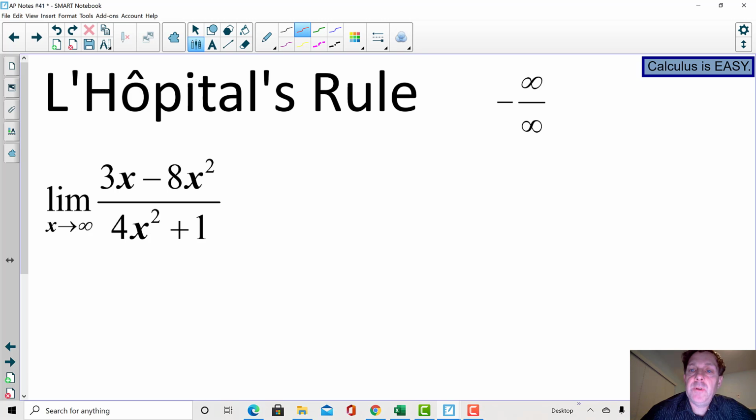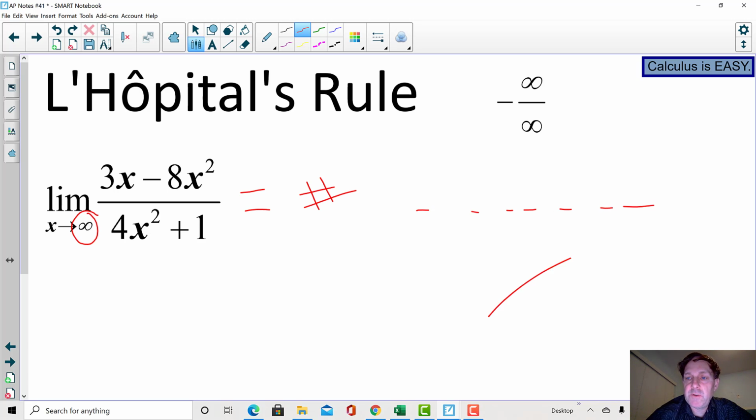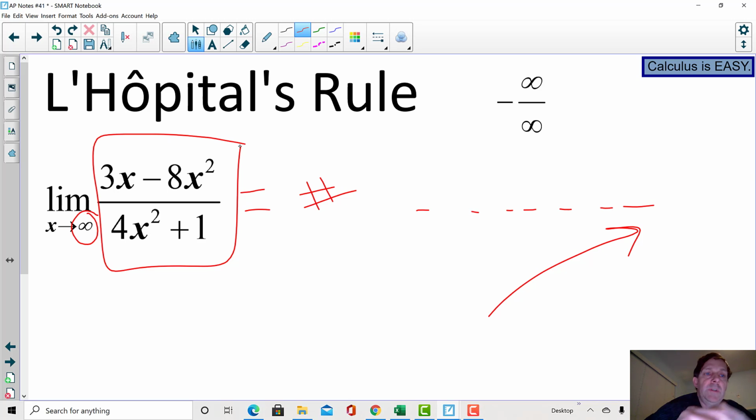Okay, here's another example of infinity over infinity. The negative in front of it's not that big of a deal. Remember, that's just a constant. Because we're doing the limit as x goes to infinity, if this limit equals a number, that means the graph is actually approaching some kind of horizontal asymptote as x goes to infinity. And most of us recognize this rational function, and we know what that horizontal asymptote is.